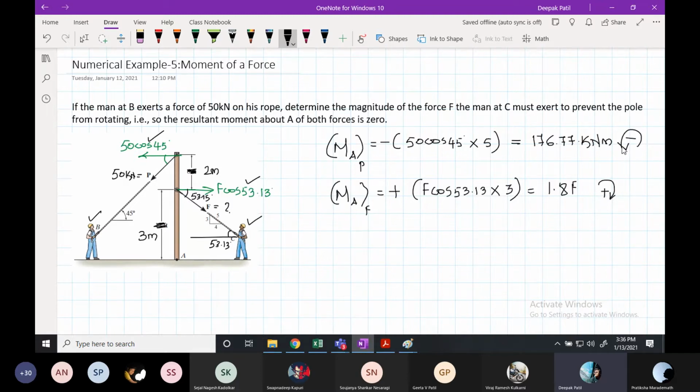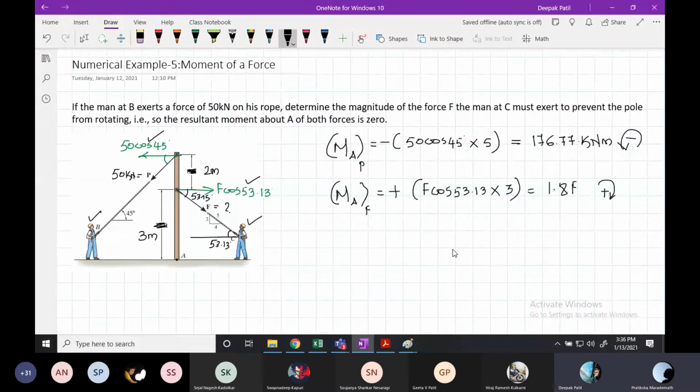Now can anybody tell me what I should do next to find the force F? 176.77 minus 1.8 F is equal to 0. Okay, whatever equation you have told is correct. Perfect. What you are actually trying to do there? Why are you writing like that?